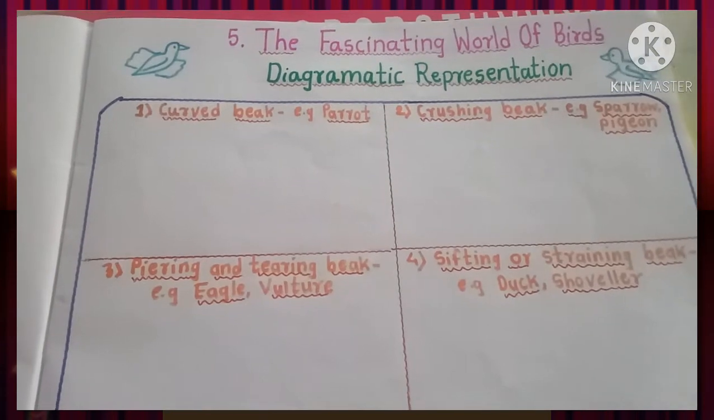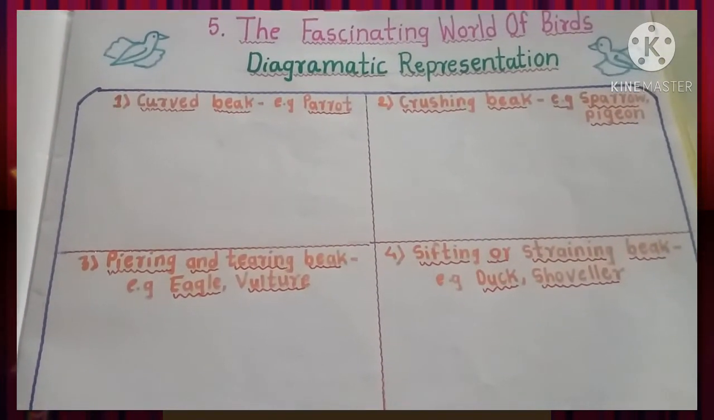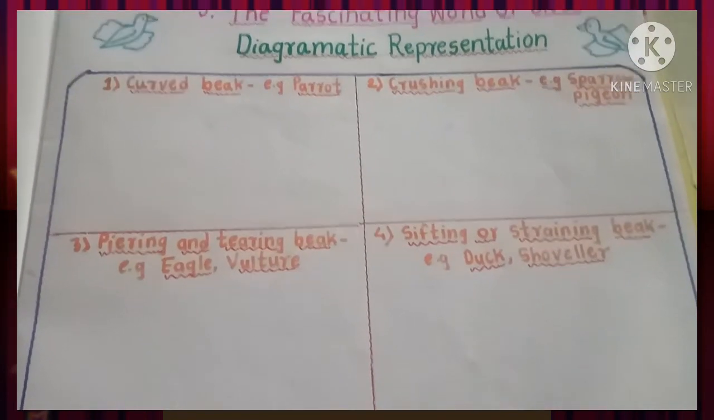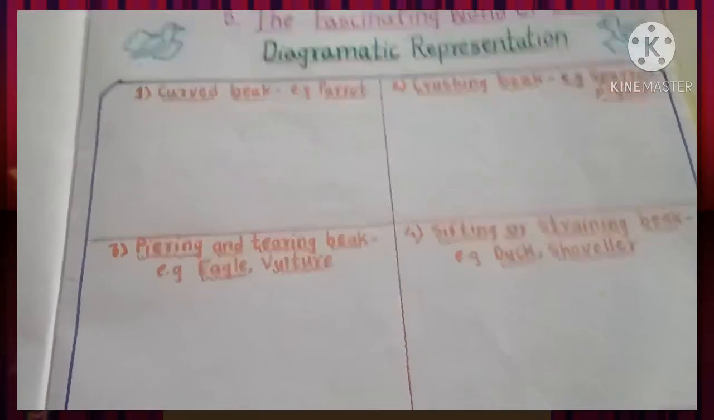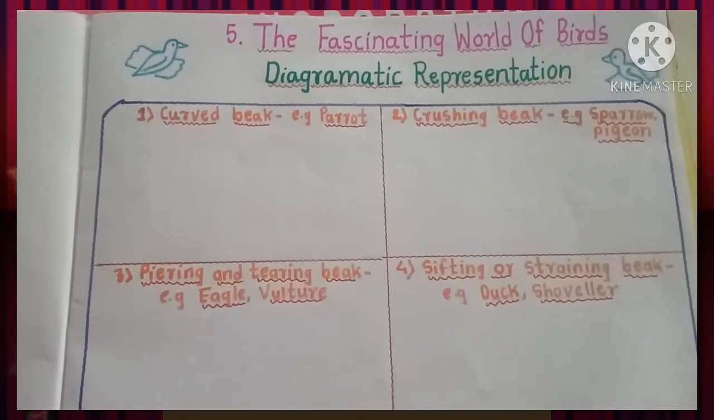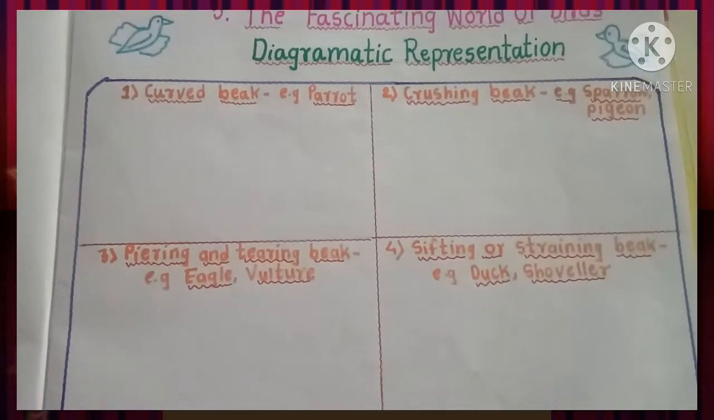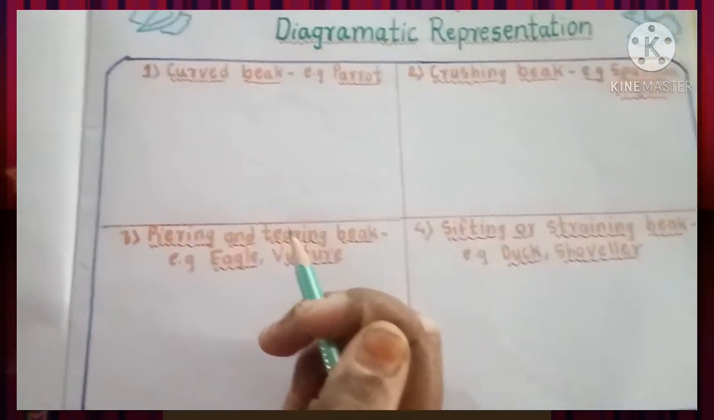So children, in the last video we completed our fifth lesson, The Fascinating World of Birds. Today I will draw the diagrams related to this lesson. First of all, I draw the different beaks. The first beak is a curved beak. See, children, how I draw the curved beak.